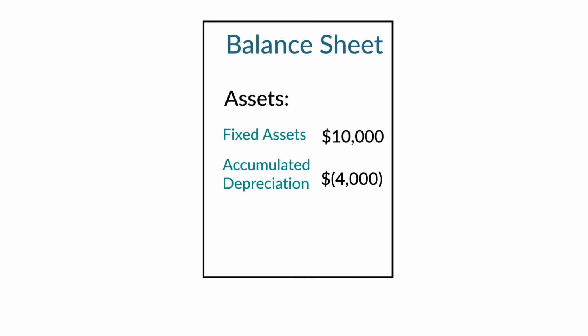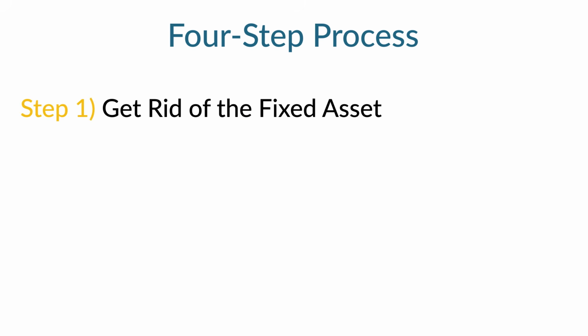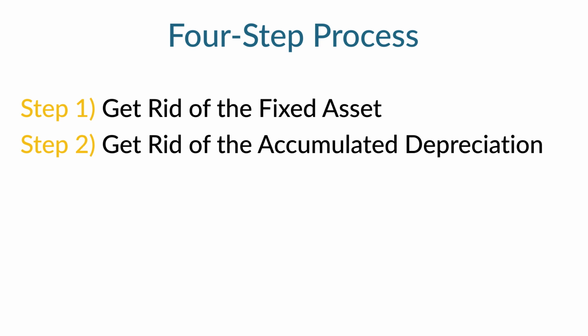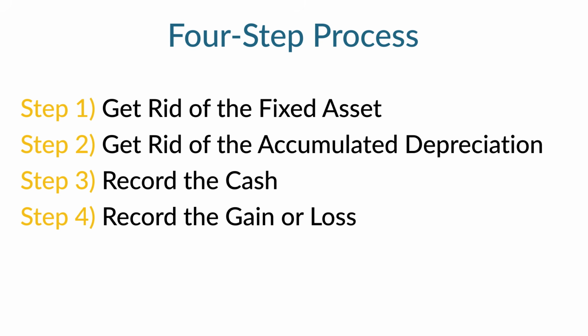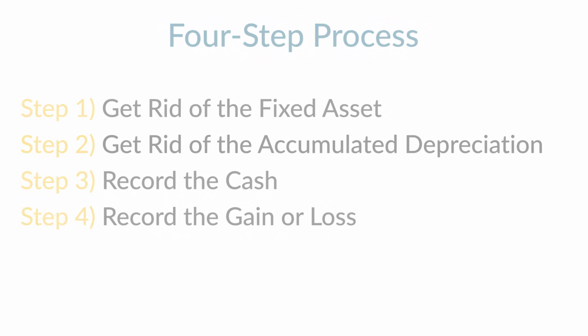When it comes to disposing of a fixed asset, we have to figure out how to get it off our books. We have to reverse out the entries we made when we had it. Here, I will give you a 4-step process that you can use for recording fixed asset disposals. Step 1. Get rid of the fixed asset, which in this case is the popcorn machine. Step 2. Get rid of the accumulated depreciation. Step 3. Record the cash. Step 4. Record your gain or loss.